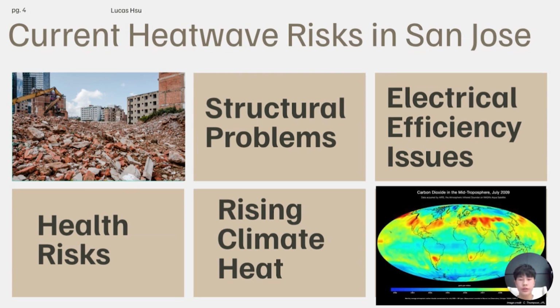There are also health risks with increased heat, as there's a bigger likelihood for heat strokes, and with a bigger population, there's a bigger population of senior citizens as well, so there are even greater health risks for them. And of course, a rising climate heat, which means that the average temperature will increase over time in the future, leading to the climate being stuck at a very high temperature.